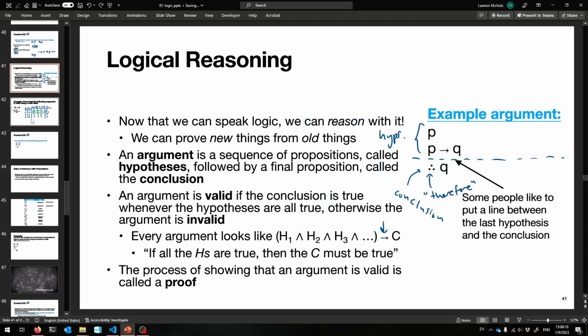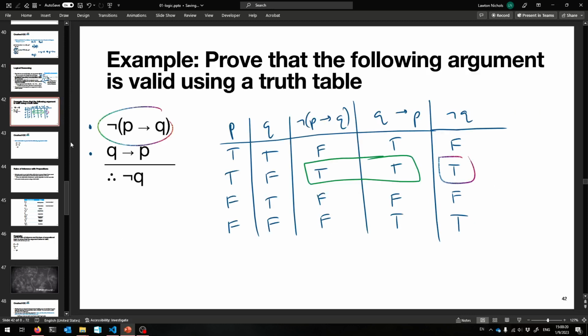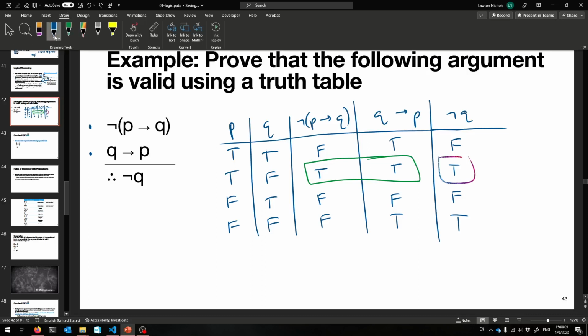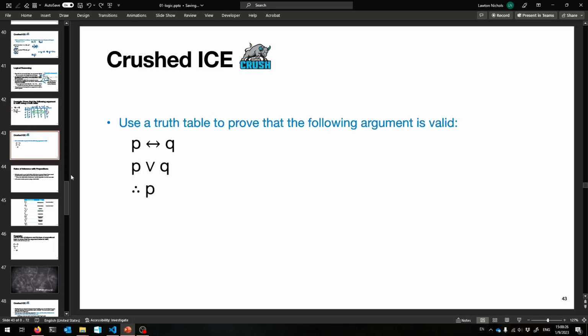Showing that an argument is valid. It's a valid argument. If this is true and this is true, then this is also true. I hope that makes a little bit of sense. You try it now. Prove that this argument is valid. I'll do the truth table again for you, assuming you've tried it yourself.